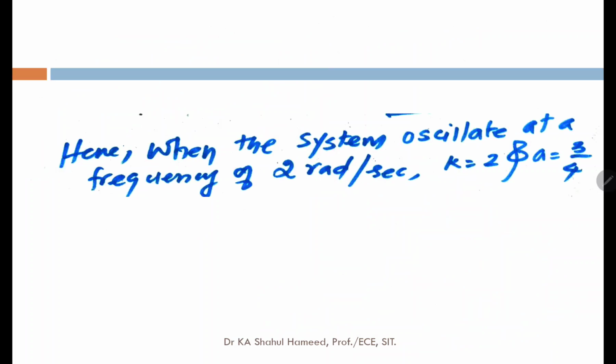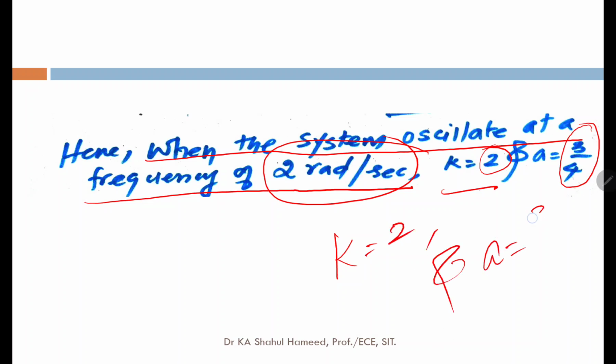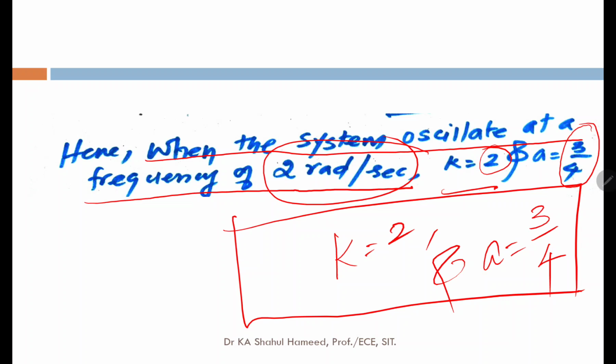Okay, the conclusion is here: when the system oscillates at a frequency of 2 radians per second, that is the given frequency, the value of k is equal to 2, and also a is equal to 3 by 4. So for the given specification, we found that k is equal to 2 and also a is equal to 3 by 4. So this is the conclusion.